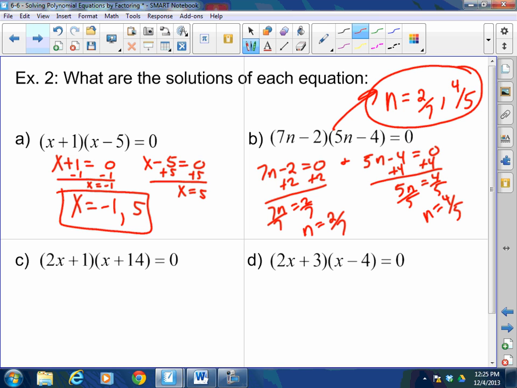Again, what does that mean? That means that some parabola intersected the x-axis at both 2/7 and 4/5. Pretty simple, right? All right.